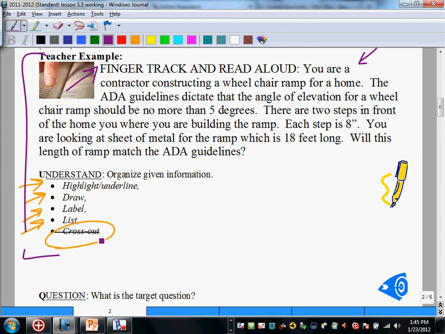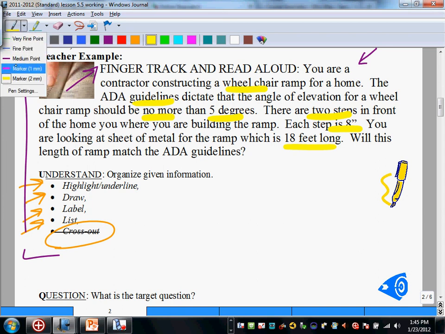Okay, so I'm going to read it and underline at the same time. We're a contractor. We're constructing a wheelchair ramp. ADA guidelines say no more than 5 degrees. No more than 5 degrees. There's two steps. Stop, please. Thank you. Each has 8 inches. And we have 18 feet. We're in the hardware store. We're looking at a sheet that's 18 feet long, and we're asking ourselves, will that meet the code?